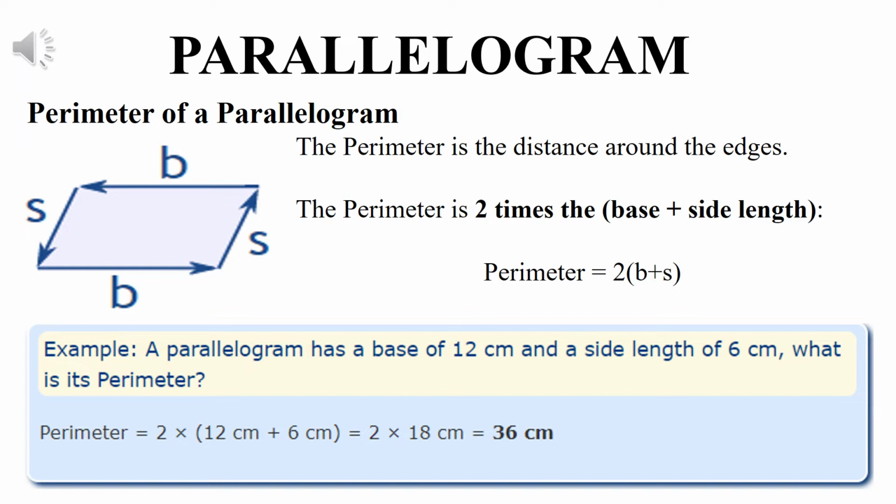Perimeter of a parallelogram. The perimeter is the distance around the edges. The perimeter is 2 times the base plus side length. Perimeter is equal to 2 times (b plus s). Example, a parallelogram has a base of 12 cm and a side length of 6 cm. What is its perimeter? Perimeter is equal to 2 times (12 cm plus 6 cm), which is 2 times 18 cm, which is 36 cm.